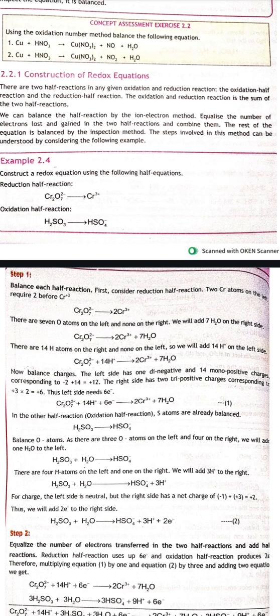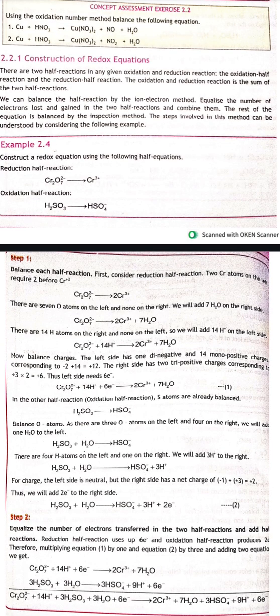Construction of redox equations. There are two half reactions in any given oxidation-reduction reaction: the oxidation half reaction and the reduction half reaction. The oxidation-reduction reaction is the sum of the two half reactions. We can balance the half reactions by the ion-electron method. Equalize the number of electrons lost and gained in the two half reactions and combine them. The rest of the equation is balanced by the inspection method. The steps involved in this method can be understood by considering the following example.